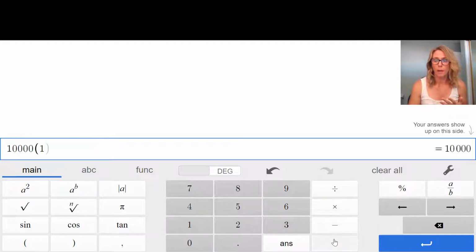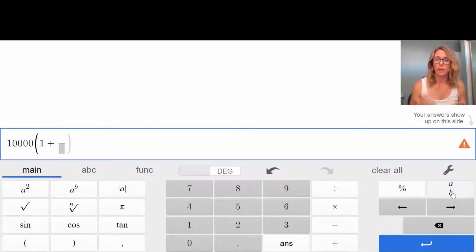So I can put 1 plus, and typically your scientific calculators will have the ability to make a fraction so that you can see what that looks like. I can put my rate here, and then in the denominator, I'm putting the number of times it gets compounded, and then I can put a parenthesis. My calculator also recognizes that there should be one there, which again is typical of scientific calculators. I'm going to put my exponent here. It really depends on what kind of calculator you have, what you're going to see for that exponent.